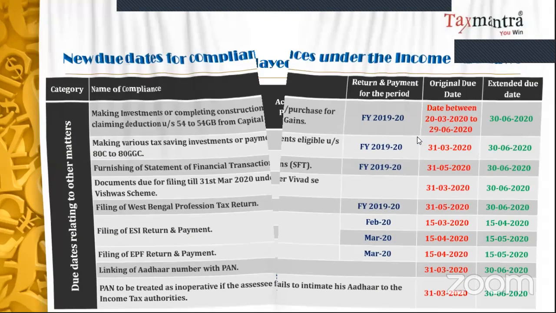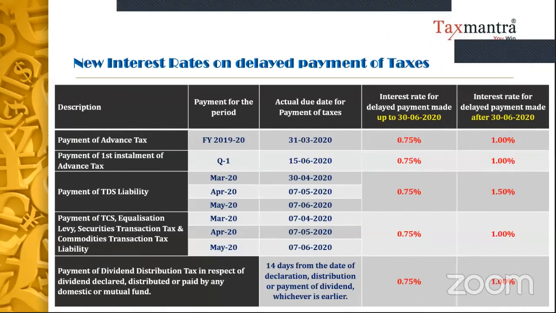Moving into the new sections, the new interest rate on delayed payment of taxes. Any payment of advance tax relating to the financial year 1920, whose actual date was 31st of March 2020, if delayed till up to 30th of June, the interest rate should be 0.75% instead of 1%. If such advance tax payment is made after 30th of June 2020, then the interest rate should be 1%.